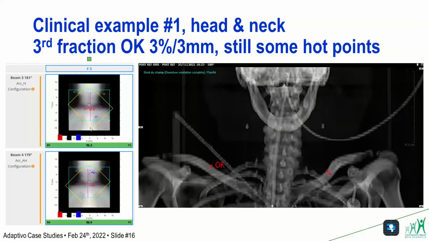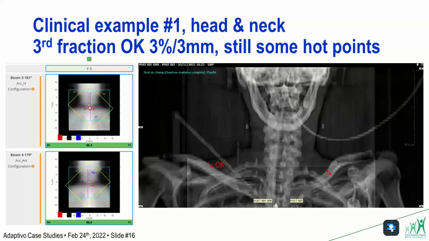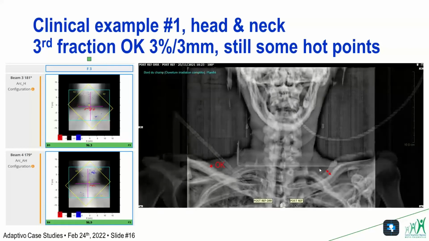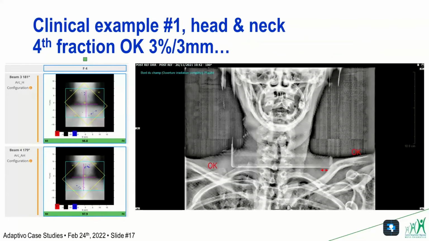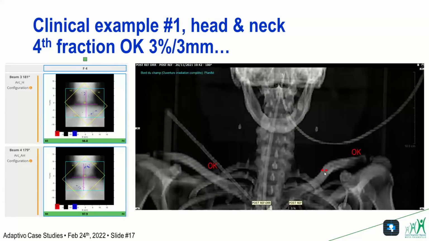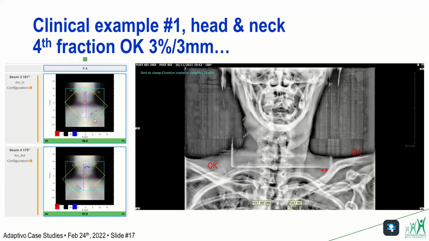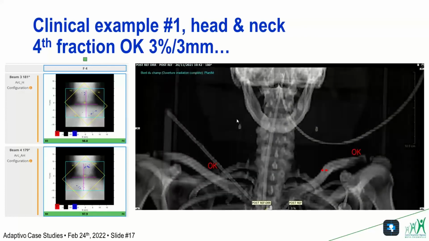So it was okay, but you can still see some hot points here behind the shoulders because we could improve the shoulder positioning, and that's what we did at the fourth fraction that you can see here, where the clavicle positioning is correct, and you can see that the gamma map is almost perfect.